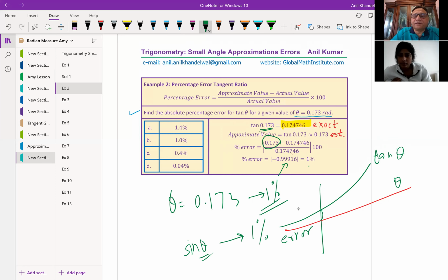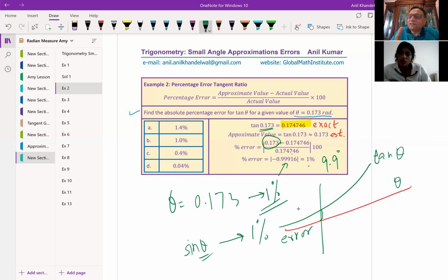Now, another important thing here is convert this to degrees. 1% error. What is the degree? 0.173 times 180 over pi, that is 9.91 degrees. So 9.9 degrees, I can say. Do you understand? So almost 10 degrees. So if it is less than 10 degrees, then we can easily approximate using tan theta equals theta. You get the idea.